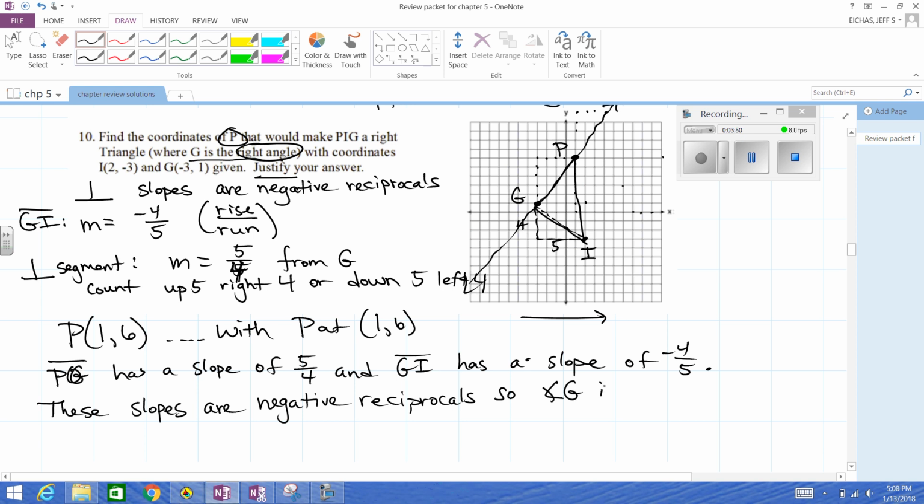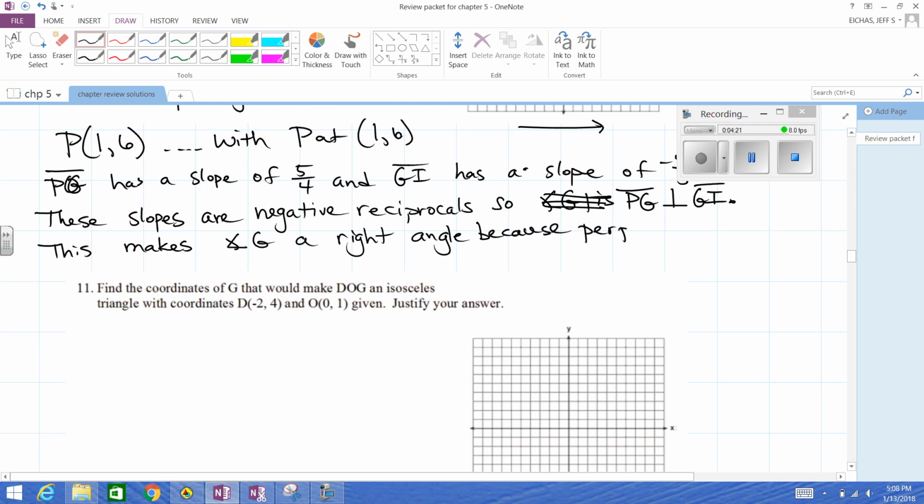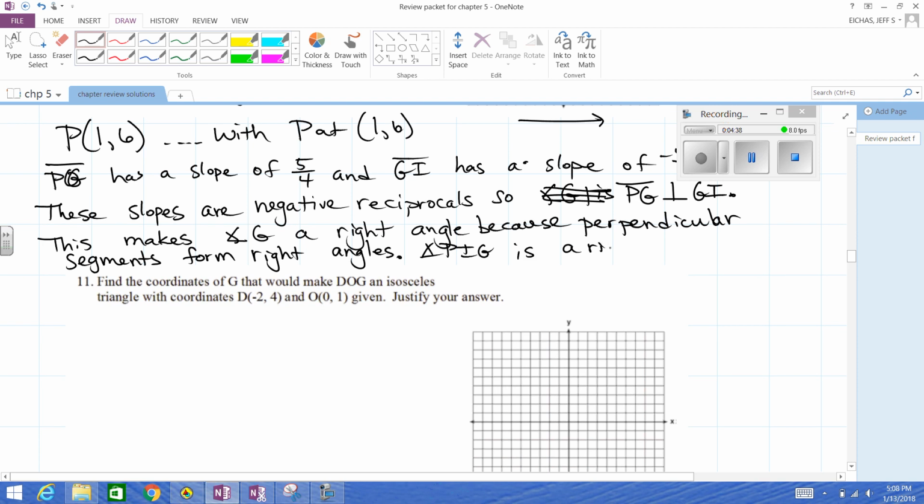So I should say it the right way. PG is perpendicular to GI. This makes angle G a right angle, because perpendicular segments form right angles. Triangle PIG is now a right triangle because it has a right angle.